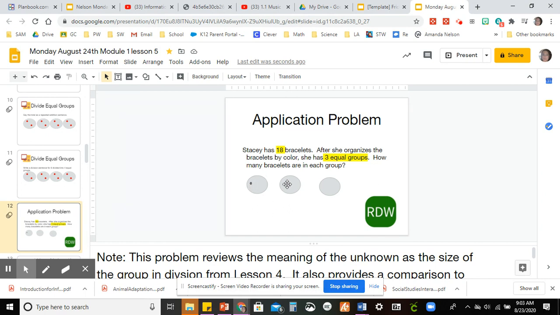Because I went 1, 2, 3, 4, 5, 6, 7, 8, 9, 10, 11, 12, 13, 14, 15, 16, 17, 18. And I split 18 up into my 3 groups because I didn't know that 18 divided by 3 gave me 6 in one group. So one group is 6.